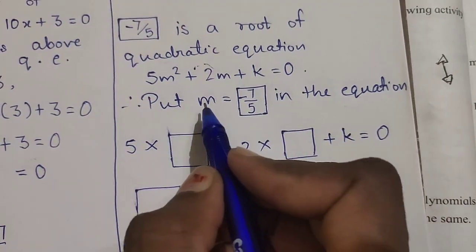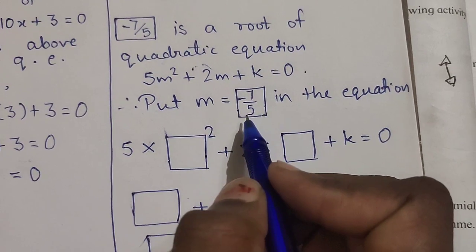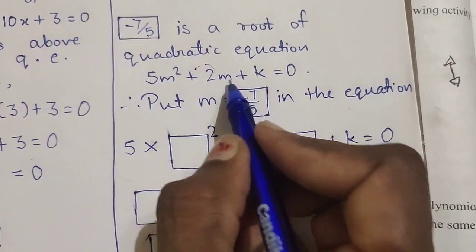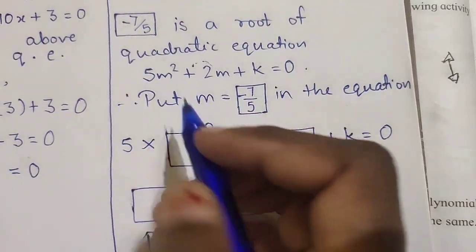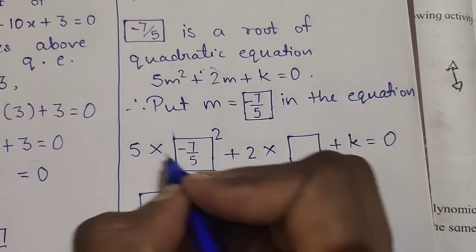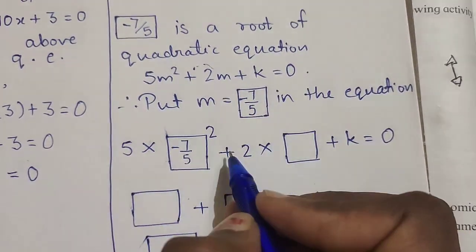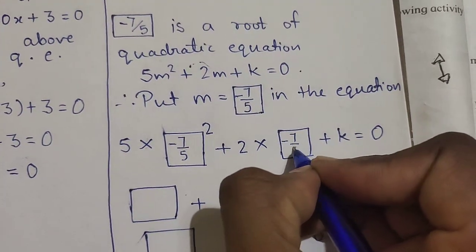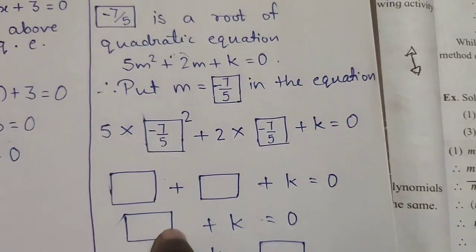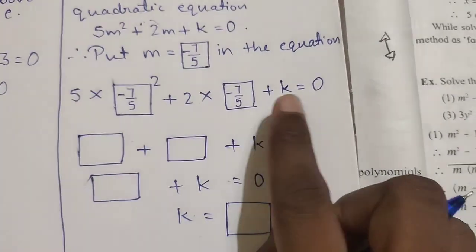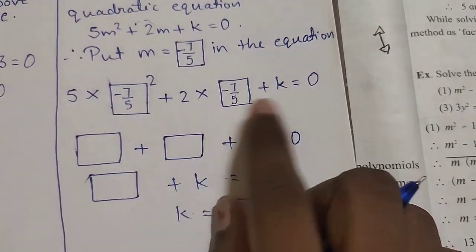Now you are going to replace m by minus 7 upon 5. So here and here, in these two places, you are going to write minus 7 upon 5. So that is what I am going to write here: 5 into minus 7 upon 5 the whole square, then plus 2 into, again the same thing, minus 7 upon 5. Now see here, two boxes are there. Then what? Plus k. So plus k equal to 0 is already there.